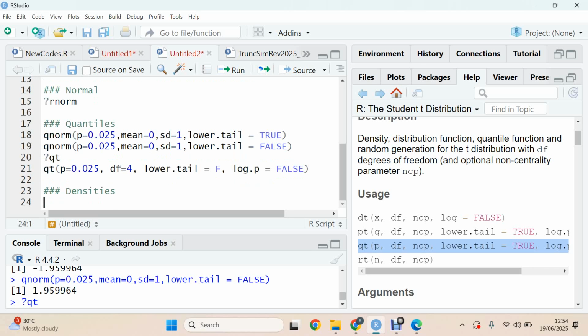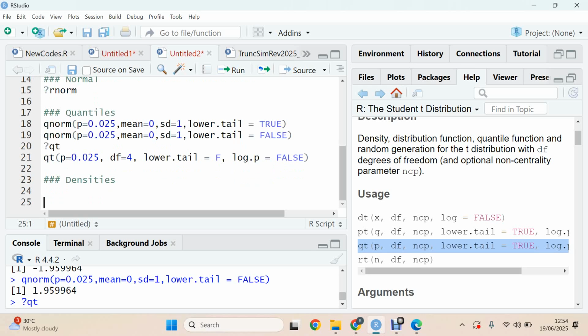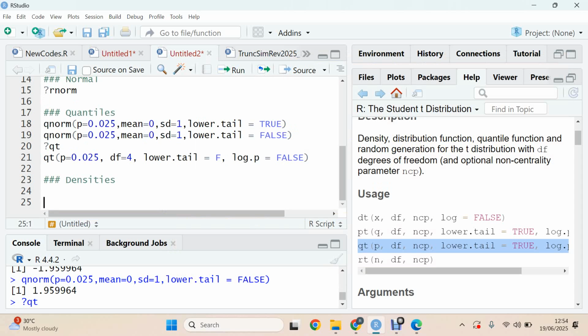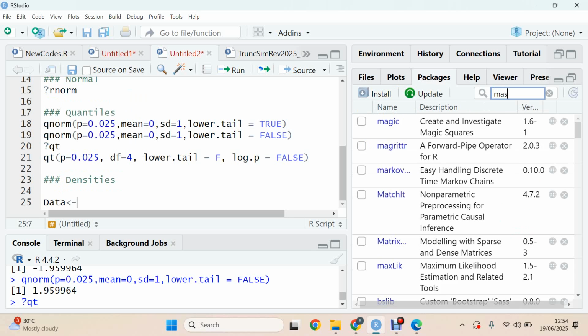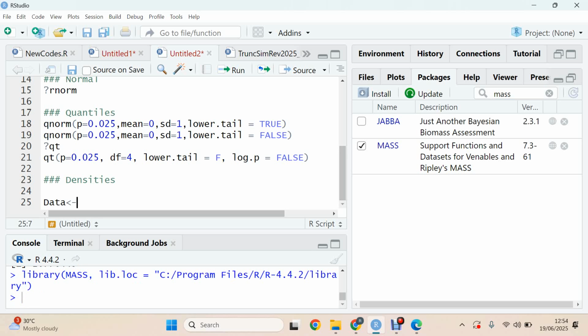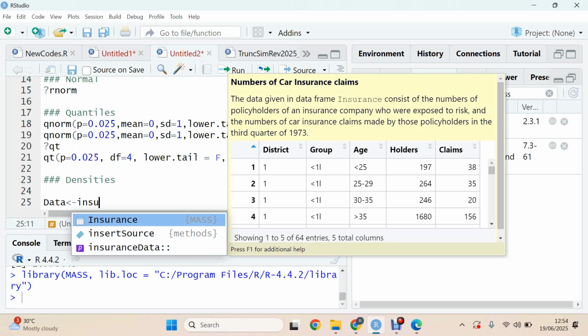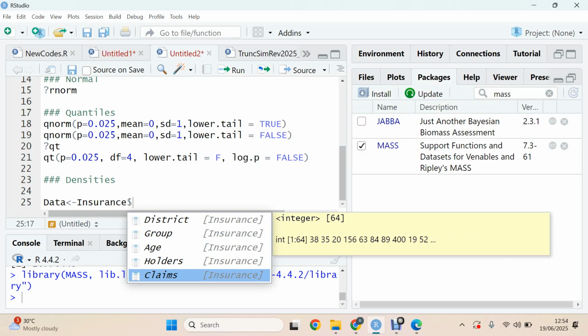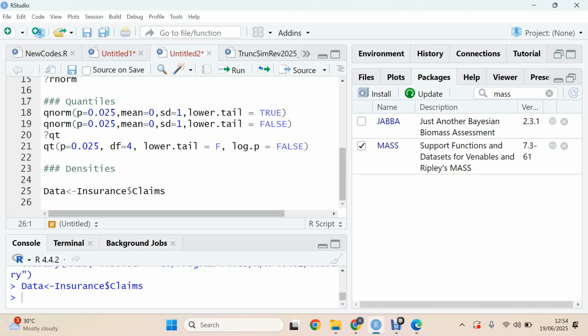Okay. So let's just get some sample, and let's call it data. And for this data, let's take the package MASS. I think there's insurance, yes. That's in package MASS. This one is claims. So, insurance claims. Okay, let's run this. We can get a histogram of this data quickly.